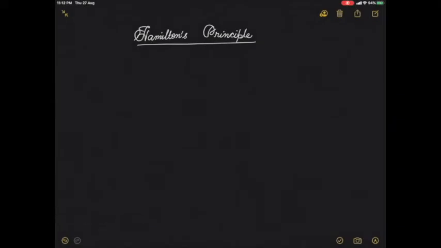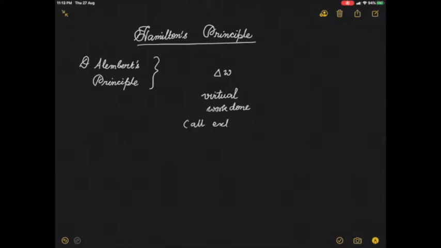Today we shall learn about Hamilton's principle. Remember that we arrived at D'Alembert's principle. The way we wrote it down last time is that I have this delta W, the virtual work done, and this is because of all external forces.